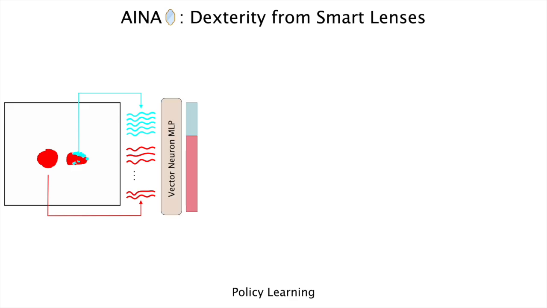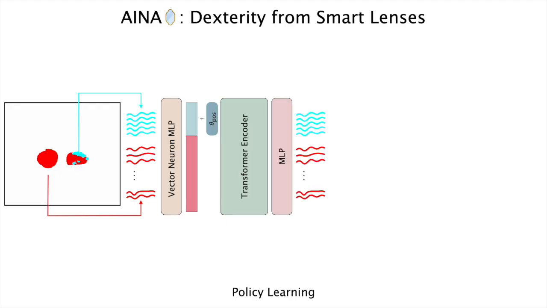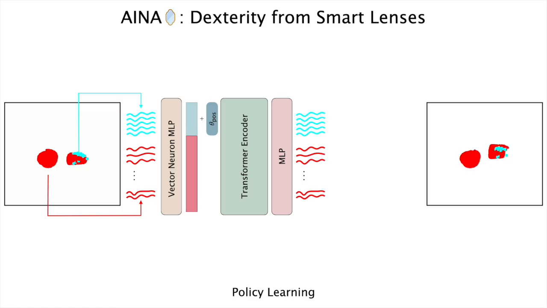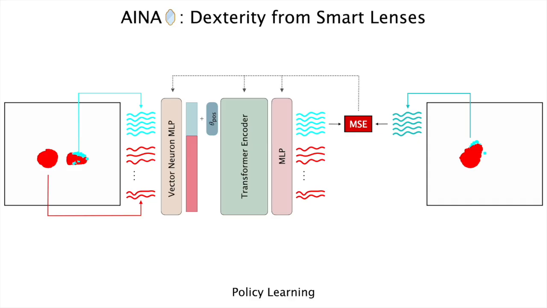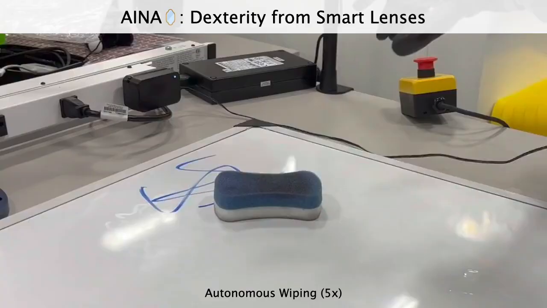After this extraction, given a history of object and fingertip key points, we first pass them through a vector neuron MLP to obtain a latent representation for each point. These latents are then fed into a transformer encoder as separate tokens. But since only fingertips have correspondence across different demonstrations, we apply learned positional encodings only to the fingertip tokens. The transformer encoder's output is passed through an MLP to predict the future trajectory of points. Finally, the loss is computed as the MSE between the ground truth and predicted fingertip points, and the entire system is trained end-to-end with this objective.